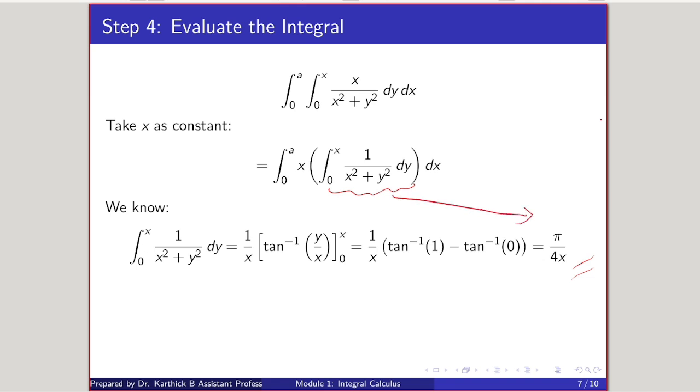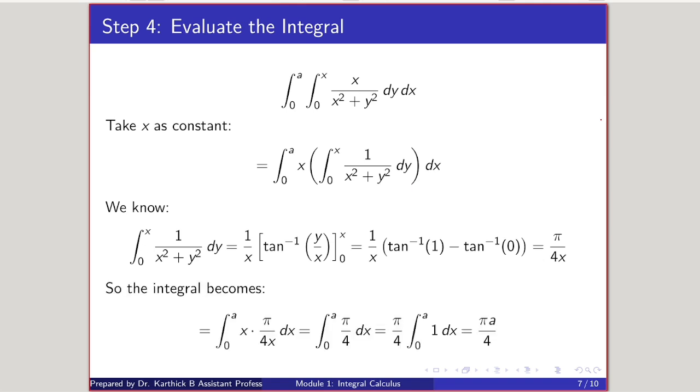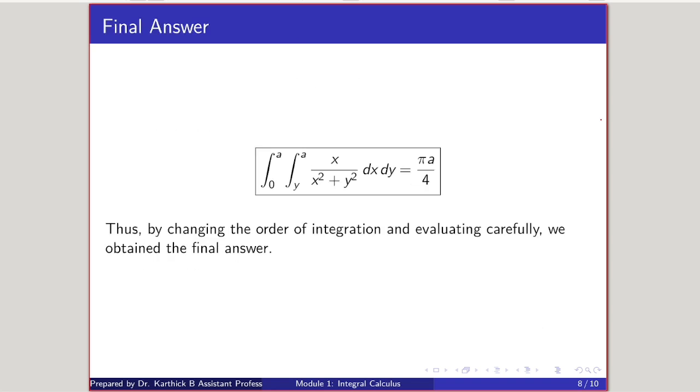Now if I substitute over here, it will be x into pi by 4x. The x will get cancelled, then pi by 4 will remain as a constant. So I may take it outside the integral, and integration and differentiation will cancel. Then at last the solution will be pi a by 4. Therefore this is the final answer for this double integral by changing the order of integration.